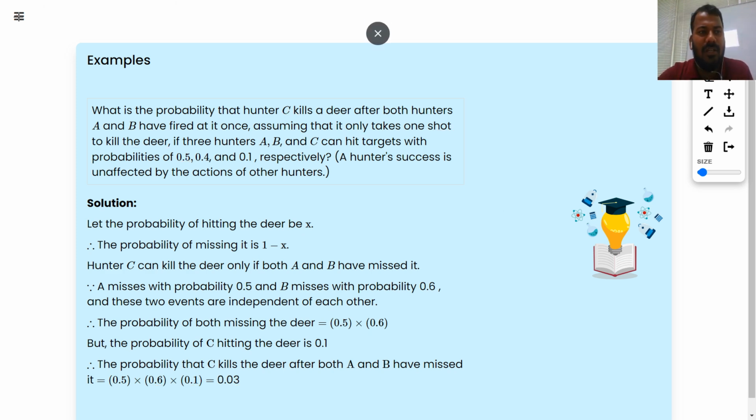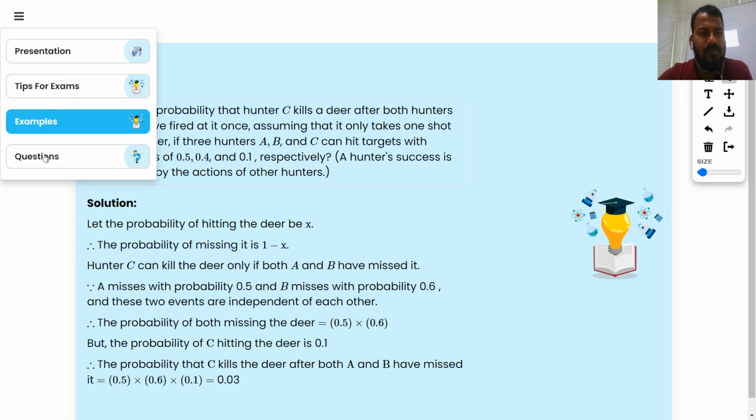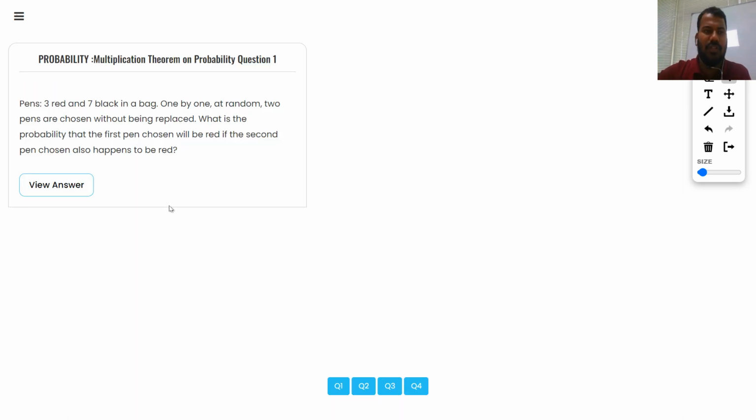Now let's look into a few of the questions here. Now the first question. A bag has 3 red and 7 black pens. One by one at random, 2 pens are chosen without being replaced. What is the probability that the first pen chosen will be red if the second pen chosen also happens to be red? So now what we have is a bag, and in this bag we have got 3 red and 7 black.